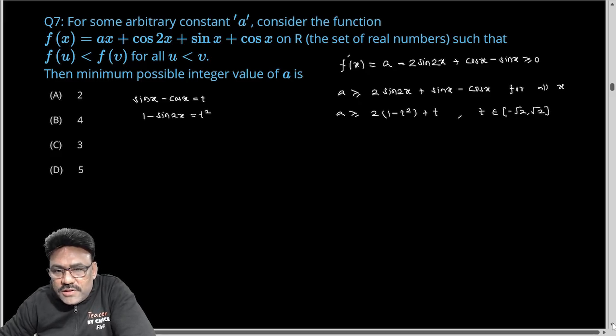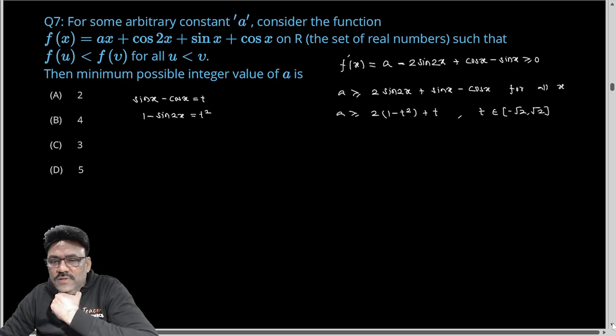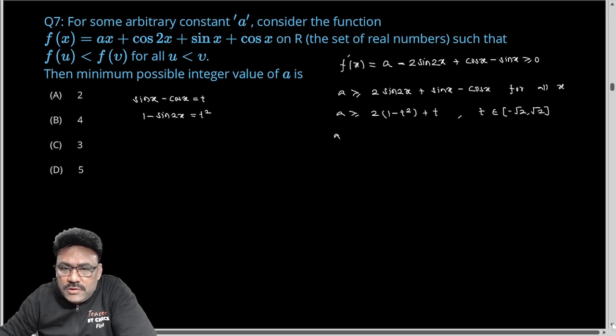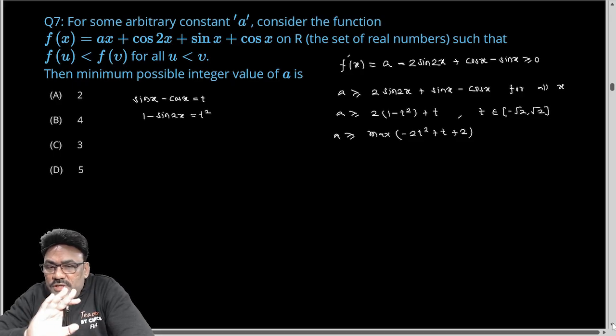So a must be greater than or equal to this. And since a is greater than or equal to this always, a must be greater than or equal to the maximum of this, not the minimum actually. Since a is always greater than this quantity, a must be greater than or equal to the maximum of minus 2t square plus t plus 2.